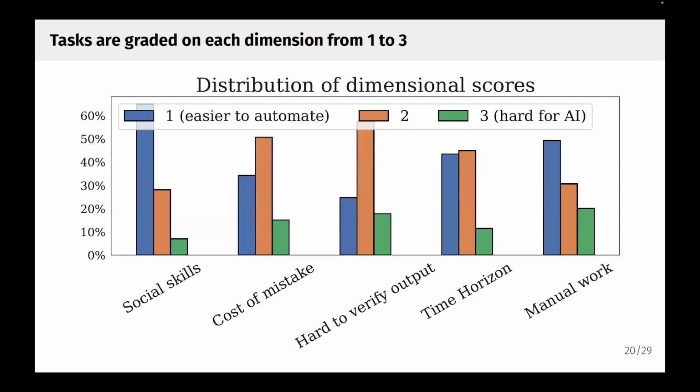So here are the grades. We talked about output verification, time horizon, and manual work, which are the right 3 columns. The other 2 that I added here are cost of mistake and social skills. What's interesting is GPT-4 at least thinks that a smaller percentage of tasks are really hard for AI on any of these dimensions. But there's a lot of variation.